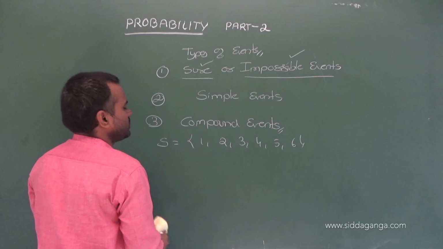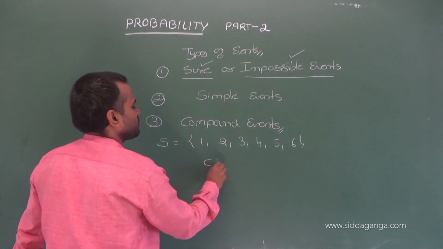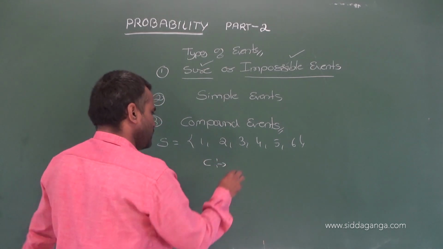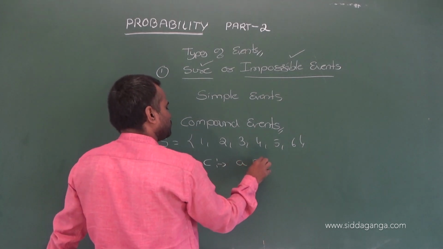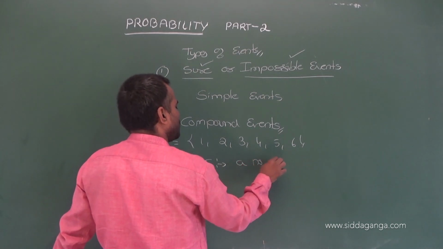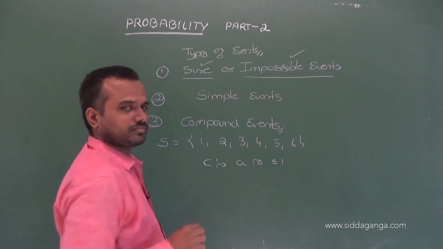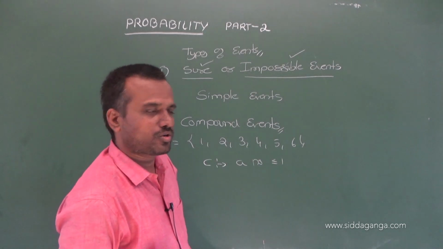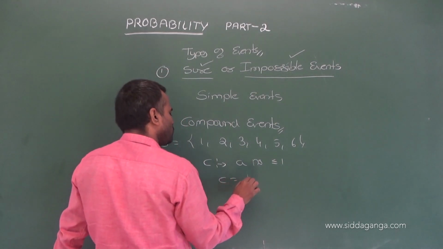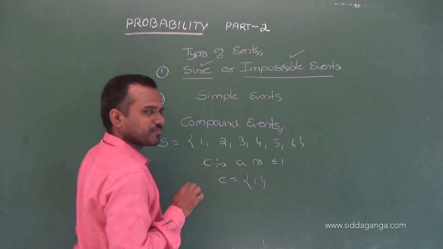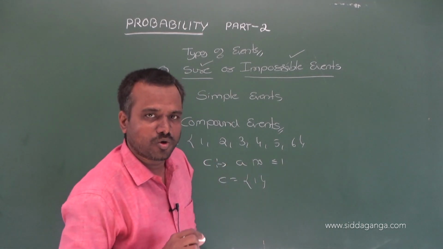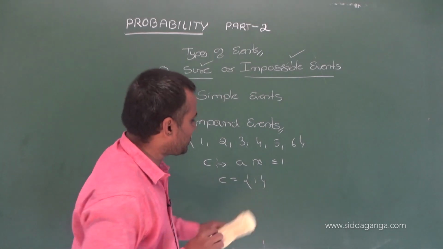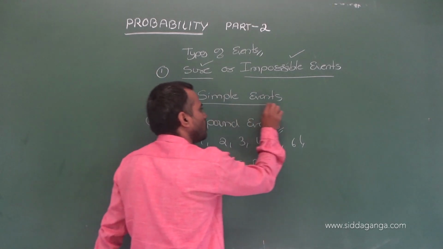Okay, then one more event. Suppose I want to write the event C such that a number less than or equal to 1. A number less than or equal to 1, then C is equal to only one element present. Got my point? Only one element present. Then that event we call it as what?